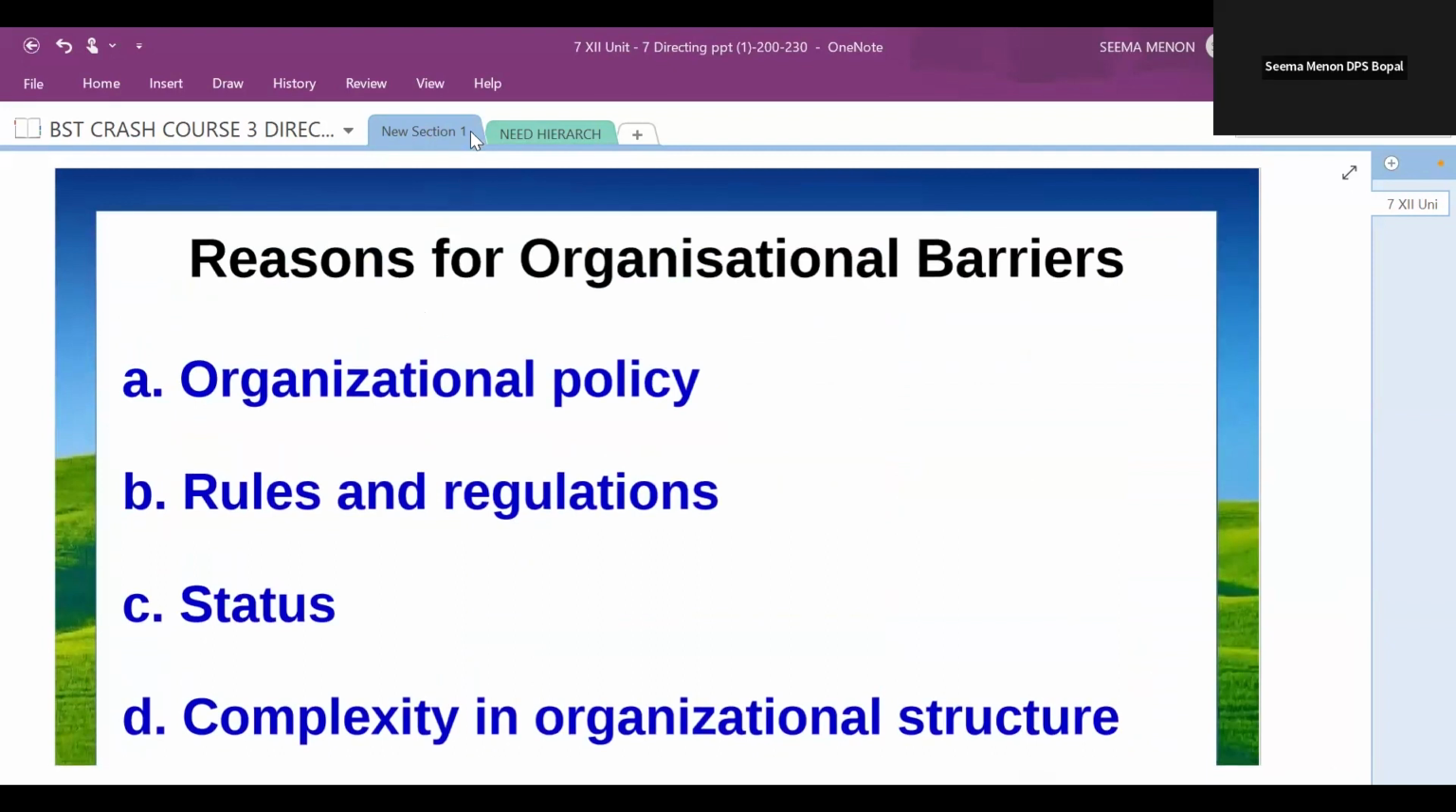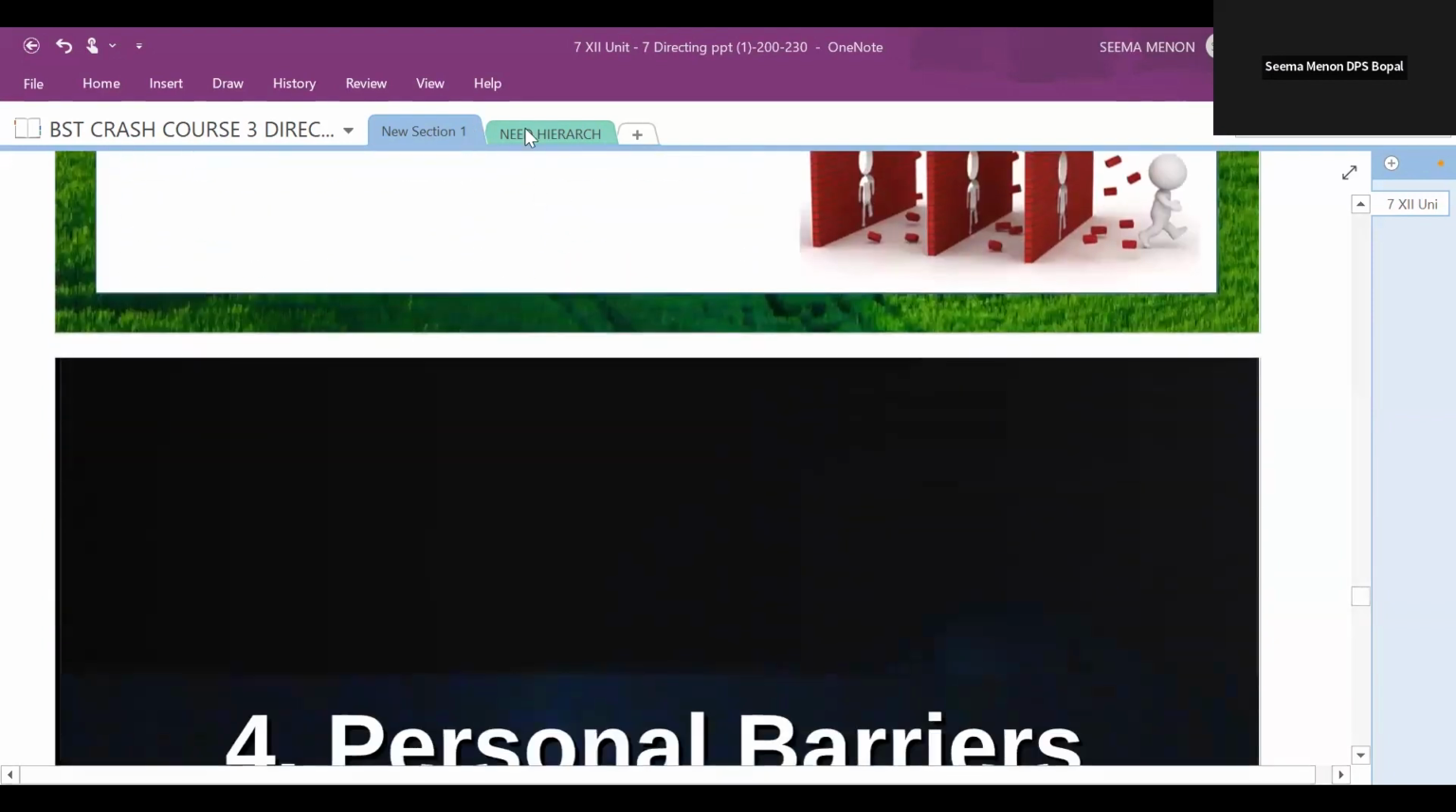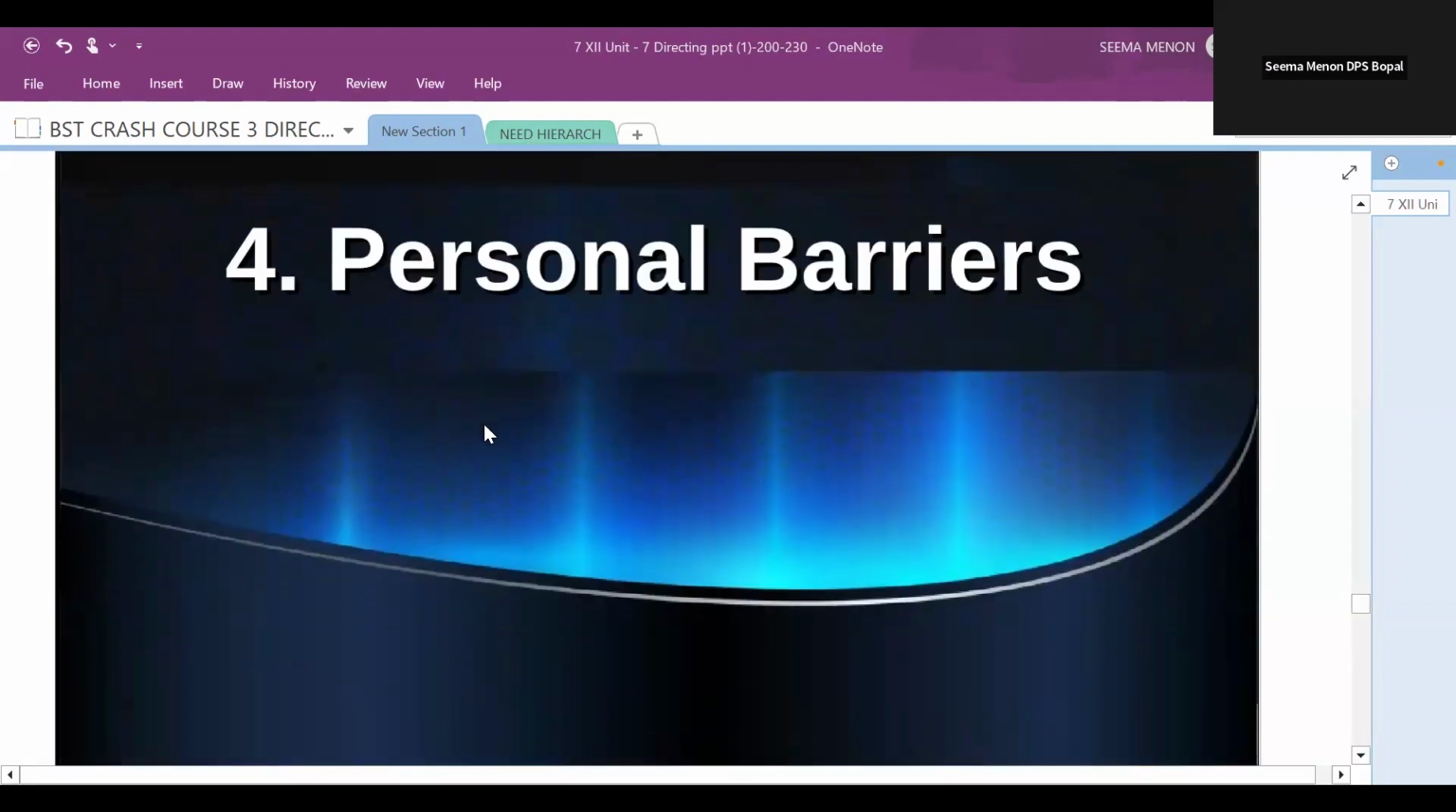In that barriers to effective communication system, the first one is semantic barrier. There we discussed all the 6 points. After that, we discussed about the psychological barriers. 4 points we discussed. Now it is coming the organizational barriers. What are organizational barriers? I hope you are clear with this also. Now moving into the last one, that is personal barriers.